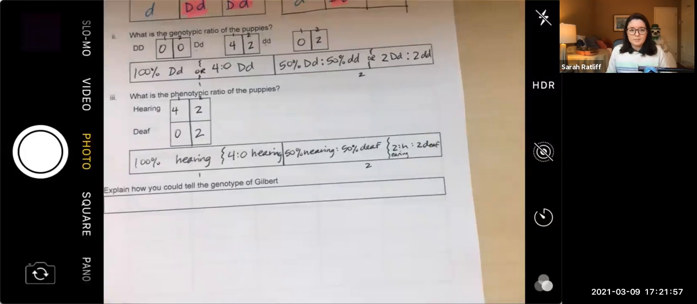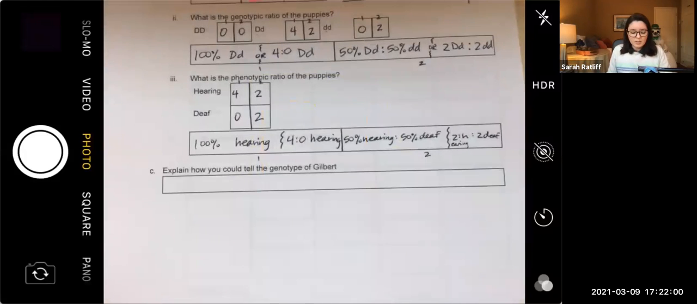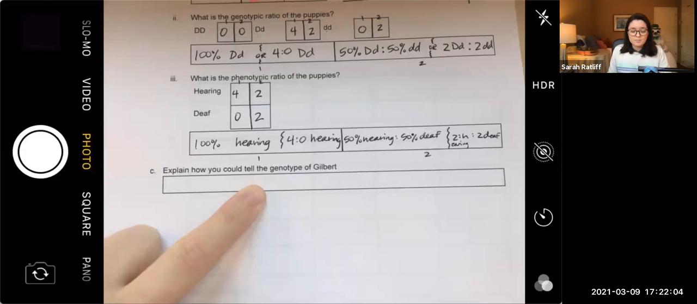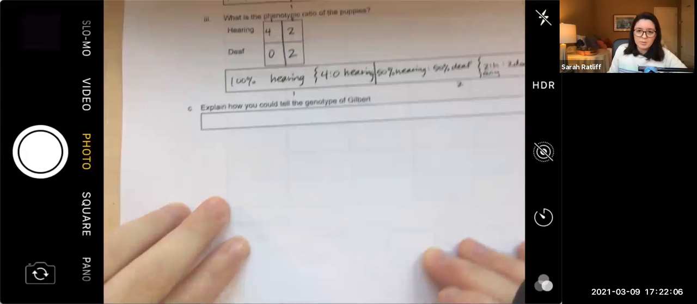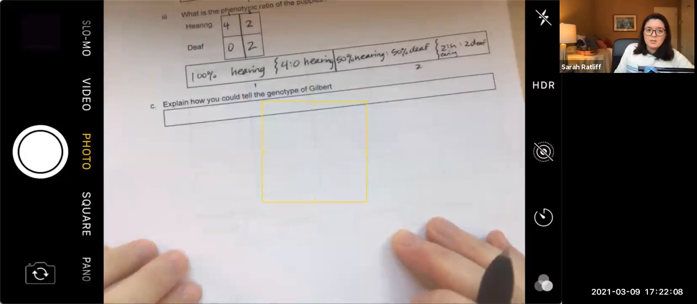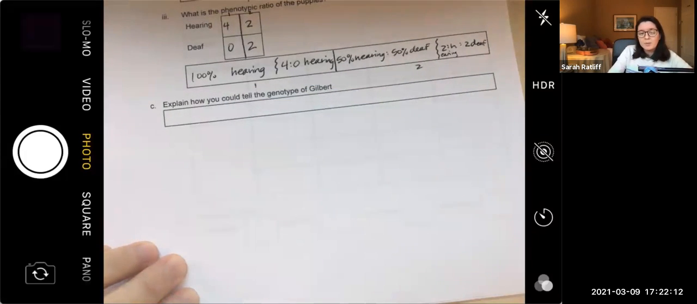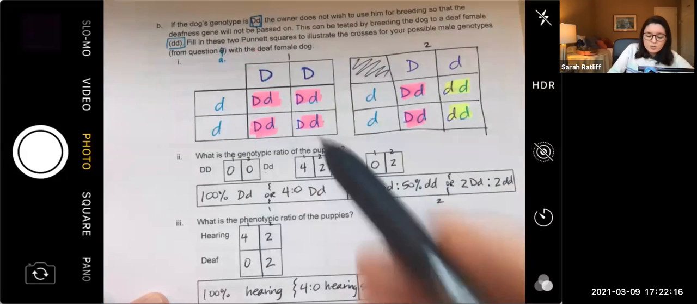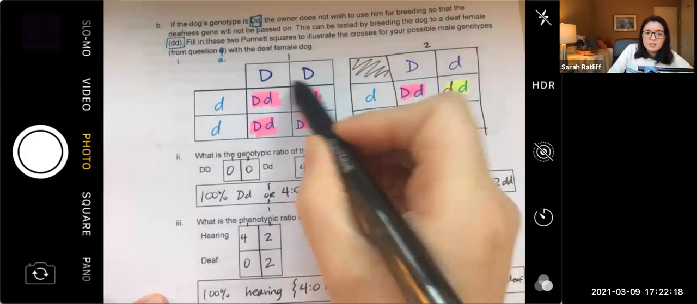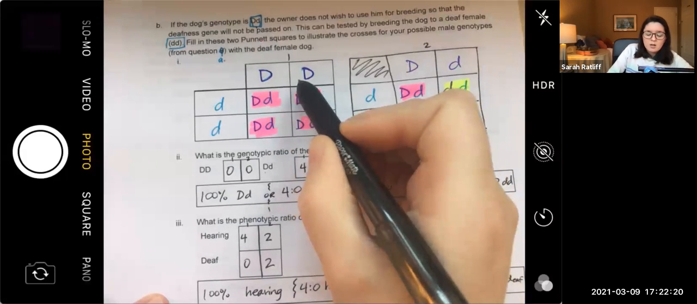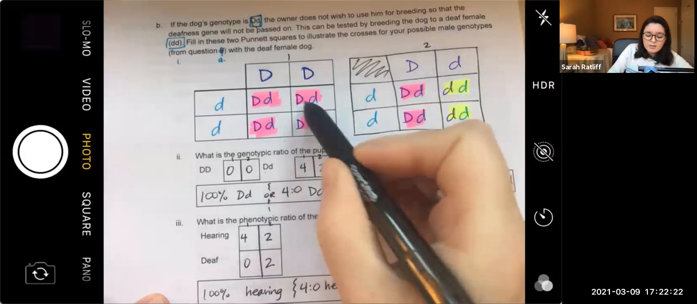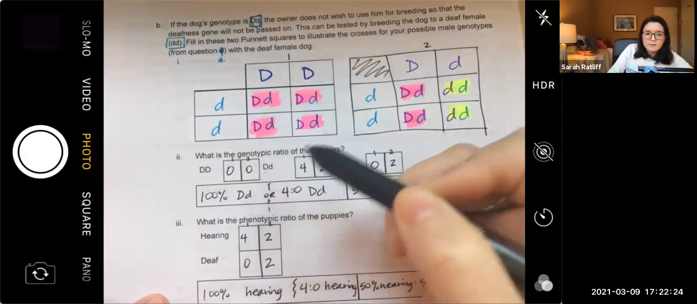All right, now explain how we can tell the genotype of Gilbert. Interesting. So I'm going to run out of room. That box is not big enough for me to write it. How can we tell the genotype of Gilbert? Well, based on what the puppies give us up here in our Punnett squares, if Gilbert is capital D, capital D, homozygous dominant, all of the puppies he makes with the deaf female will be hearing.